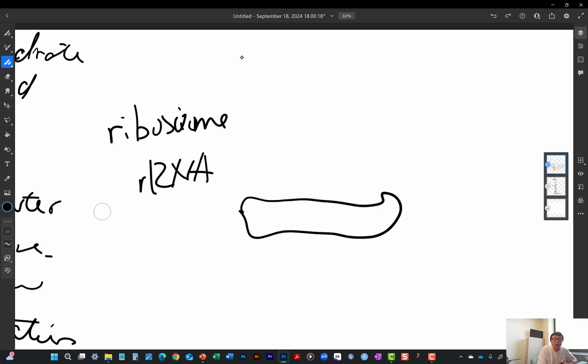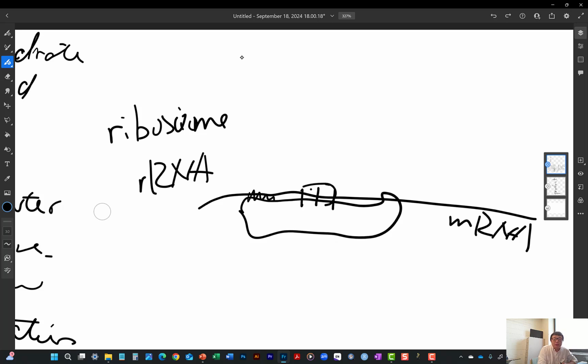And then first, the small subunit captures the mRNA. This is called the ribosome binding sequence, in the 5' UTR of this mRNA. And then in the center, this is the start codon. This is the start codon here. And then the first tRNA binds to the first codon, whatever it is. The first amino acid is coming here.